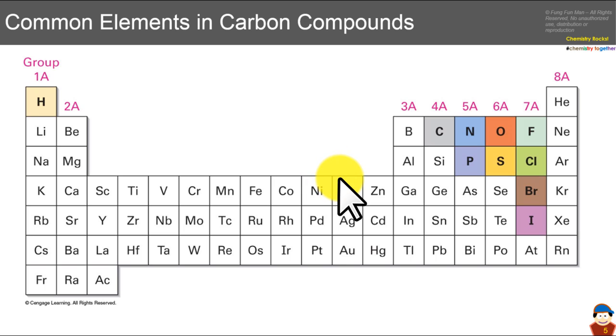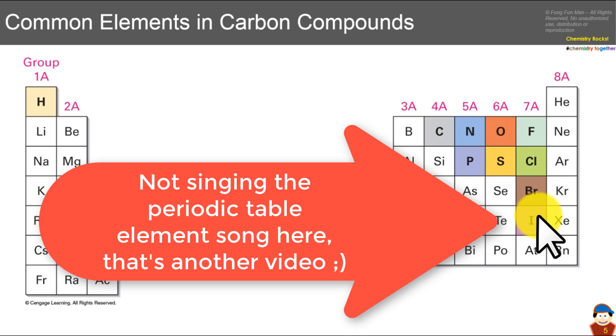Now this figure here shows the elements commonly found in organic compounds, those that are shaded in color. So carbon, hydrogen, and other elements are commonly found in organic compounds. They are carbon, nitrogen, oxygen, fluorine, chlorine, bromine, iodine, sulfur, phosphorus, and hydrogen.